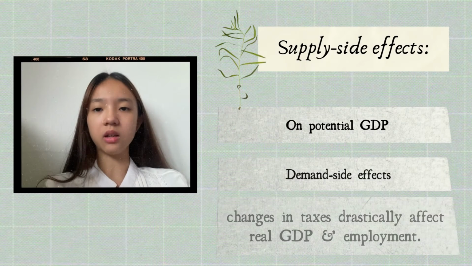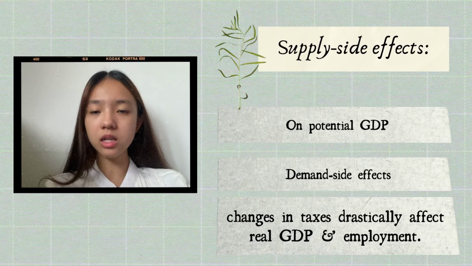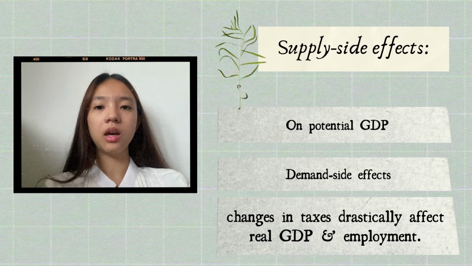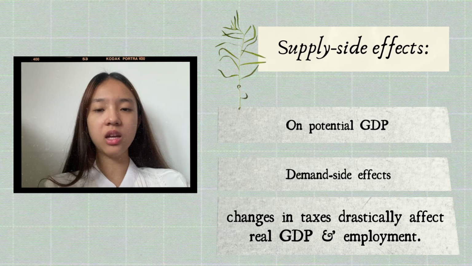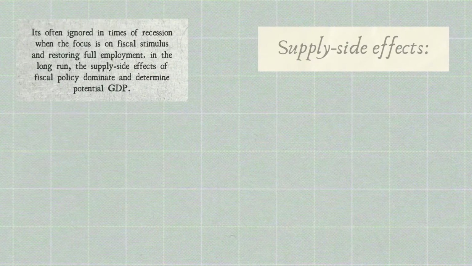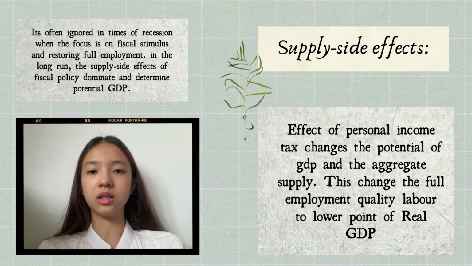Supply side effects are the effect of the fiscal policy on the potential GDP. It operates more slowly than the demand side effect. Changes in the taxes drastically affect the real GDP and employment. It's often ignored in times of recession when the focus is on fiscal stimulus and restoring full employment. In the long run, the supply side effects of the fiscal policy dominate and determine the potential GDP.